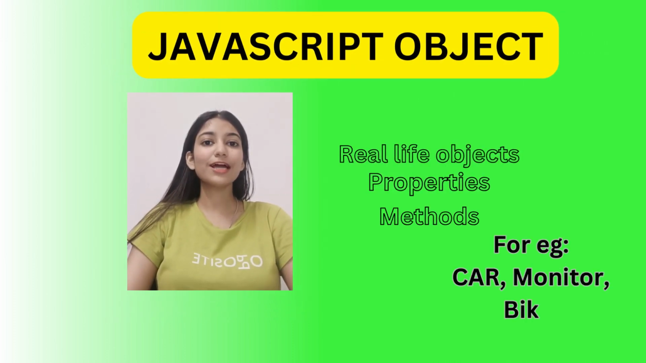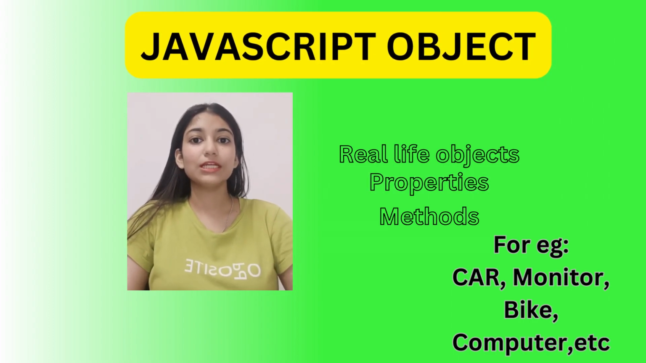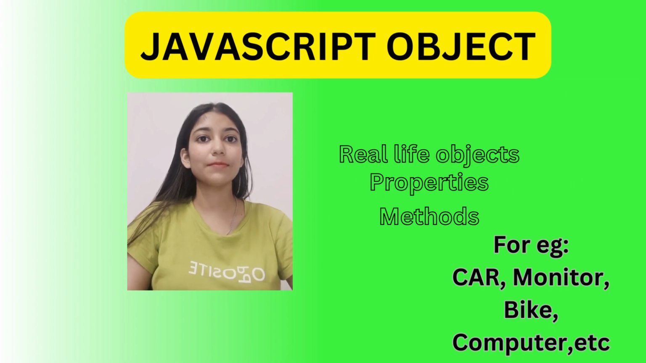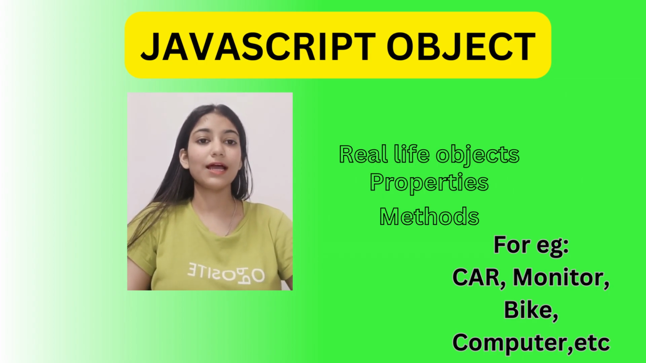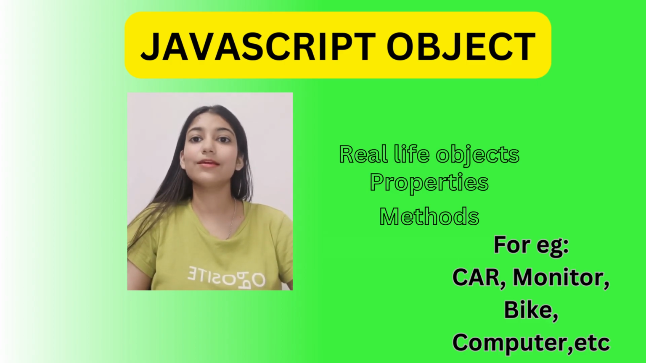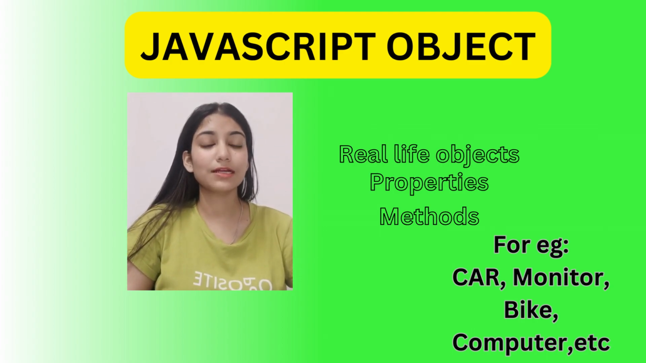So in today's session I'm going to tell you about JavaScript objects. A JavaScript object is a variable that is going to be a container for different data values. Any example we can take from real life, like any object. So I'm taking the object as a car.